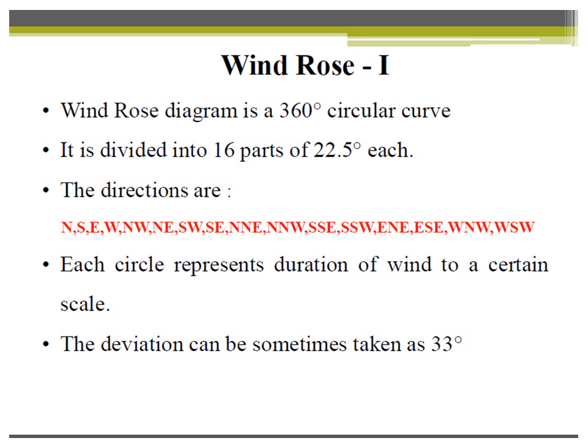So, the windrose type 1 diagram, the one which you have seen in the prior slide, is a 360-degree circular curve. It is divided into 16 parts of 22.5 degrees each. The directions go from north, south, east and up to west, south-west. Each circle represents the duration of wind to a certain scale. The deviation can sometimes be taken as 33 degrees.